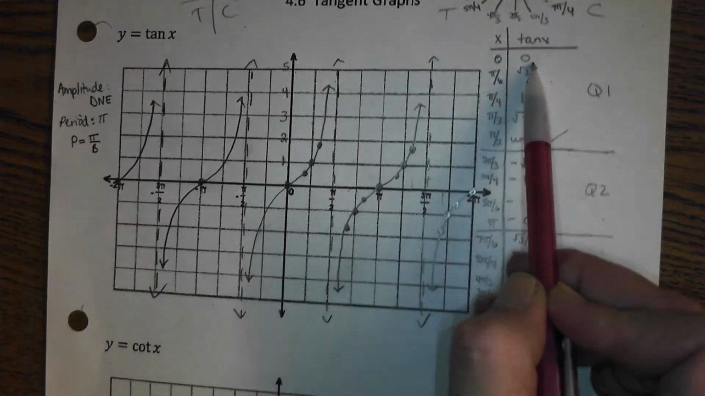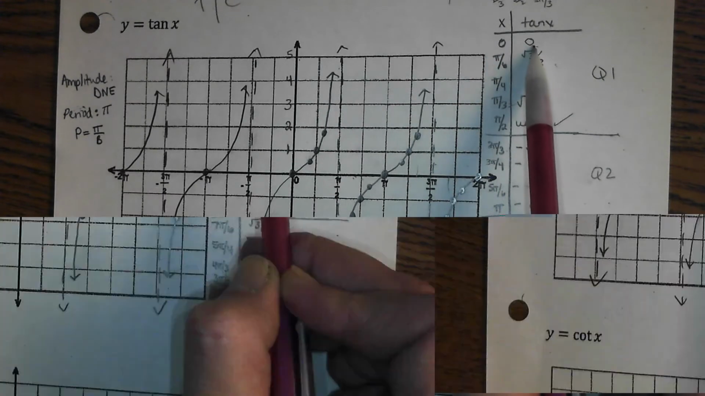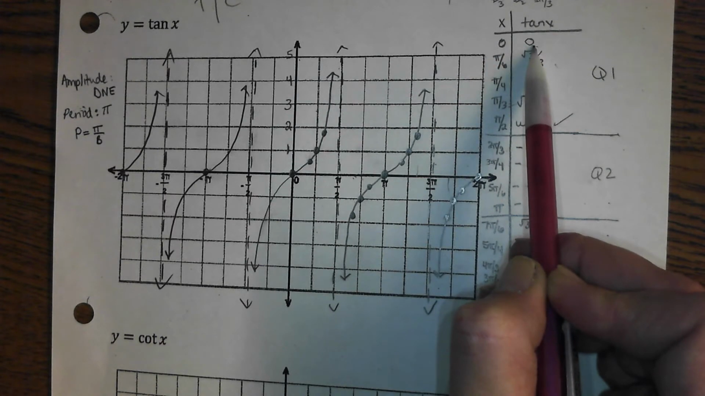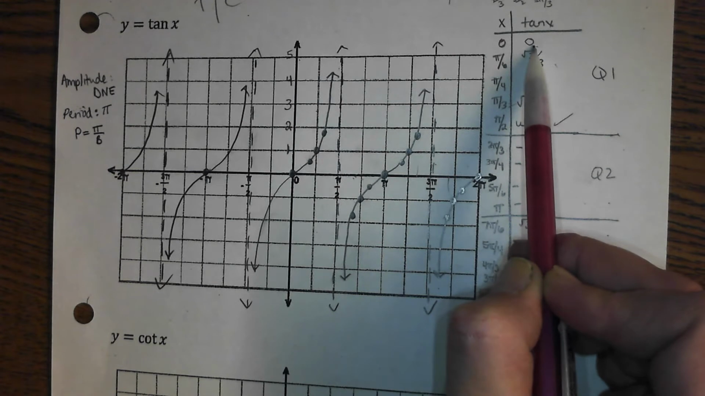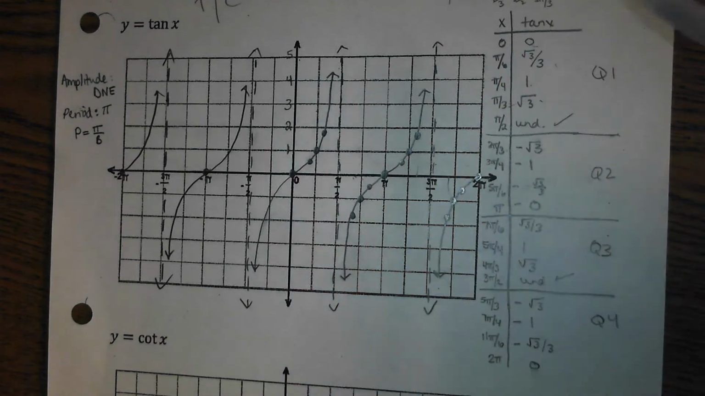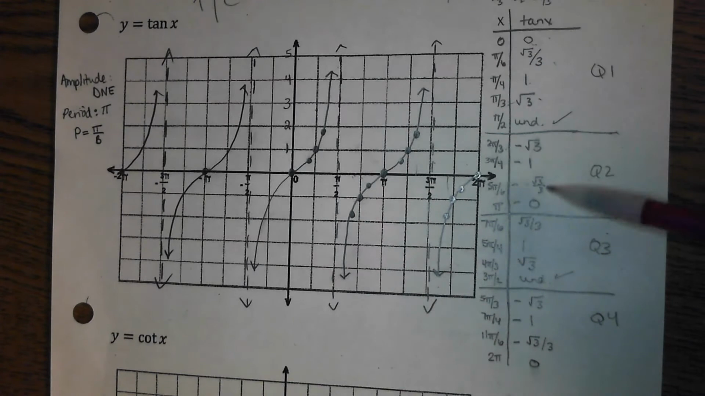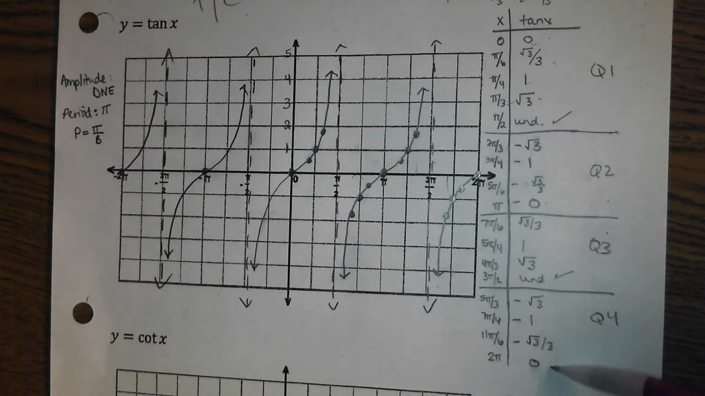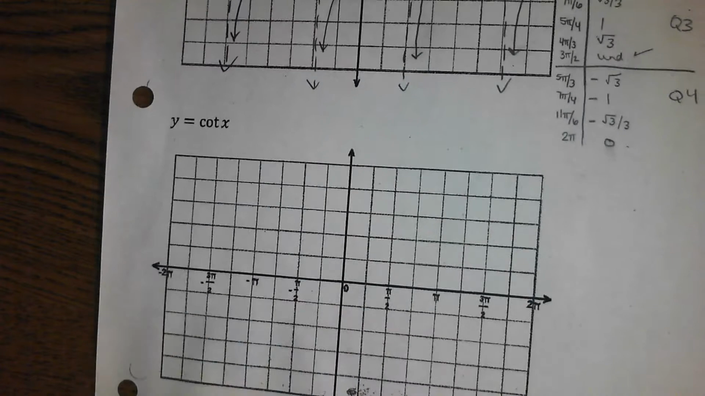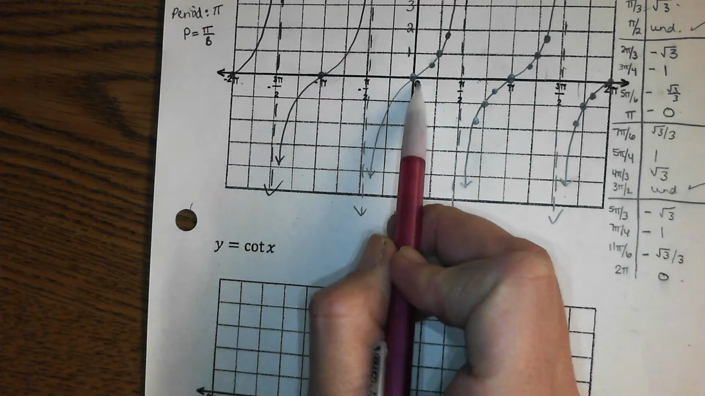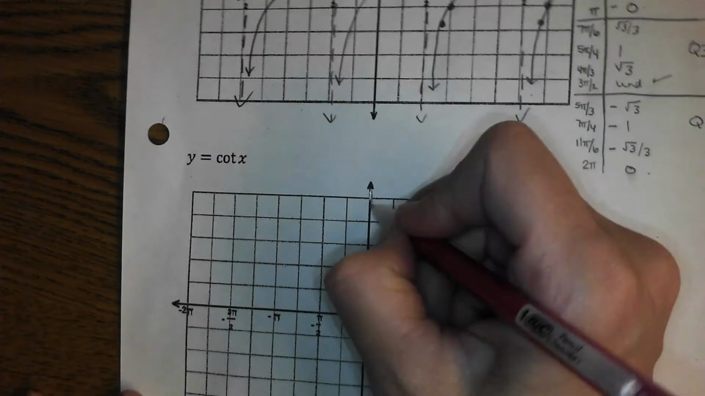So 0, 0, what happens when you reciprocate 0? What's the reciprocal of 0? Andrew? Undefined. The reciprocal of 0 is undefined. So what actually happens is all of these zeros become your new asymptotes when you're dealing with a cotangent graph. So any place you see a 0 up here becomes an asymptote on the cotangent graph.